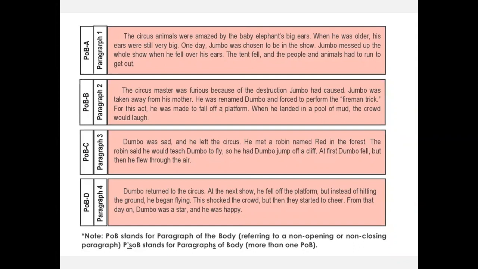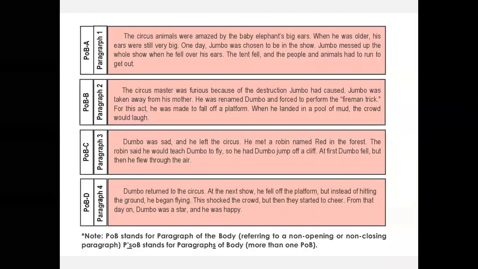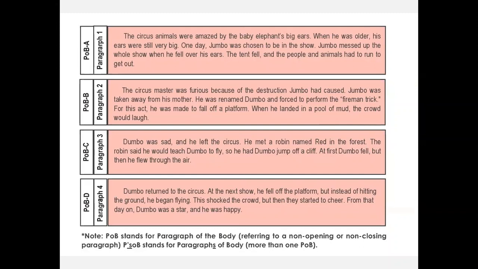So when you see paragraph body A here, the circus animals were amazed by the baby elephant's big ears. You can see that that is a simple sentence, right? Subject, verb, and then by the baby elephant's big ears. Yep, it has a long prepositional phrase there, but there is not a lot of internal punctuation. There is no internal punctuation. Then the next sentence, when he was older, his ears were still very big. That's still not real long. It does have a subordinate clause opener, but it's still not real lengthy. And so you can see that I try to keep the sentences at their readability level. Or at the writability level, right?